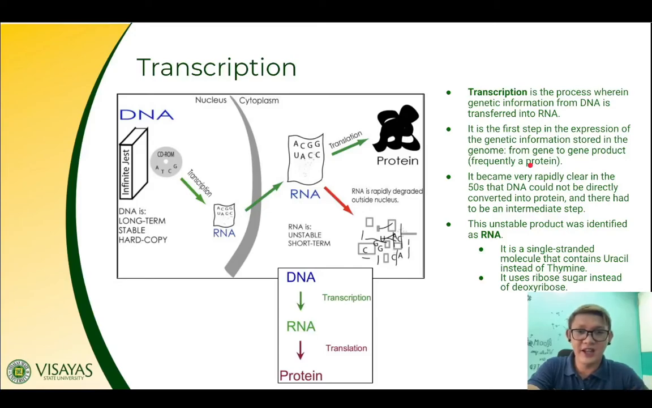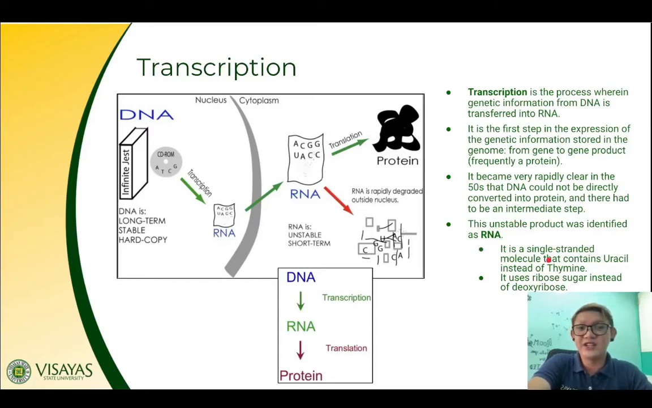RNAs like the ribosomal RNAs are also transcribed from a certain segment in the DNA. But then these ribosomal RNAs are no longer translated into a protein. So the end product of the expression of a gene is frequently a protein, but not always. It became very rapidly clear in the 50s that DNA could not be directly converted into protein. So that is impossible. They proposed that there had to be an intermediate step. That unstable intermediate between the protein and the DNA was identified as RNA.